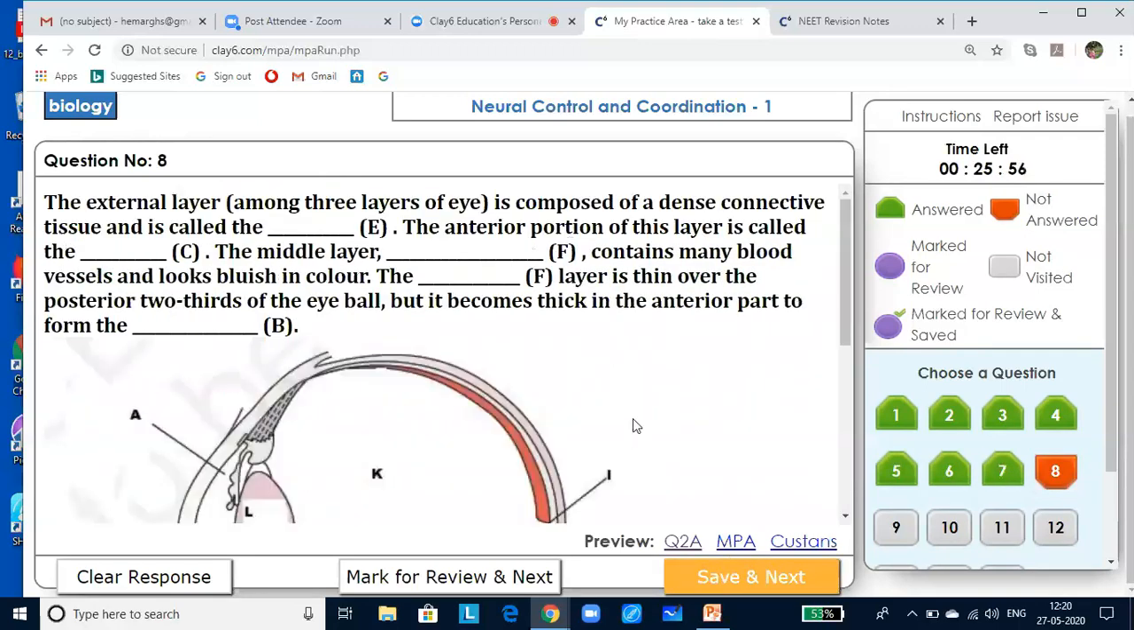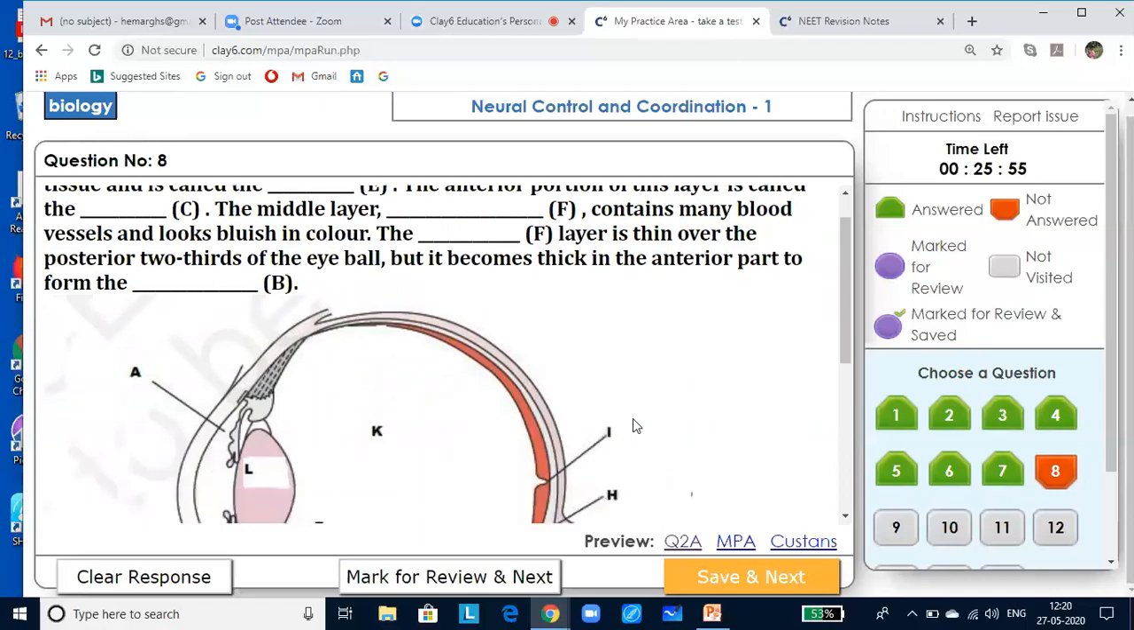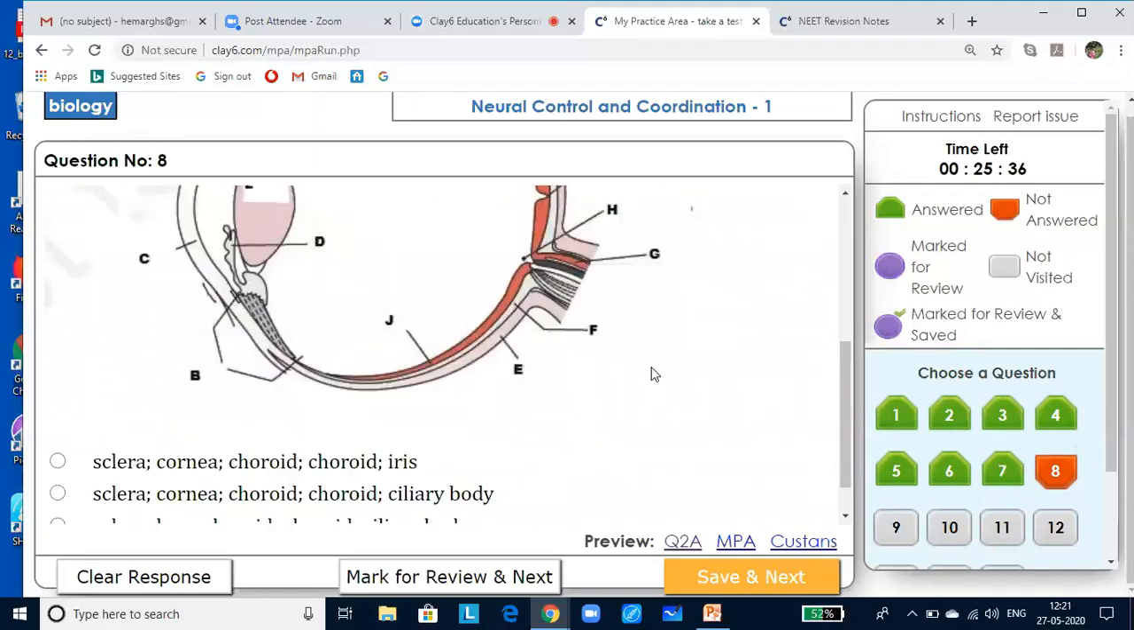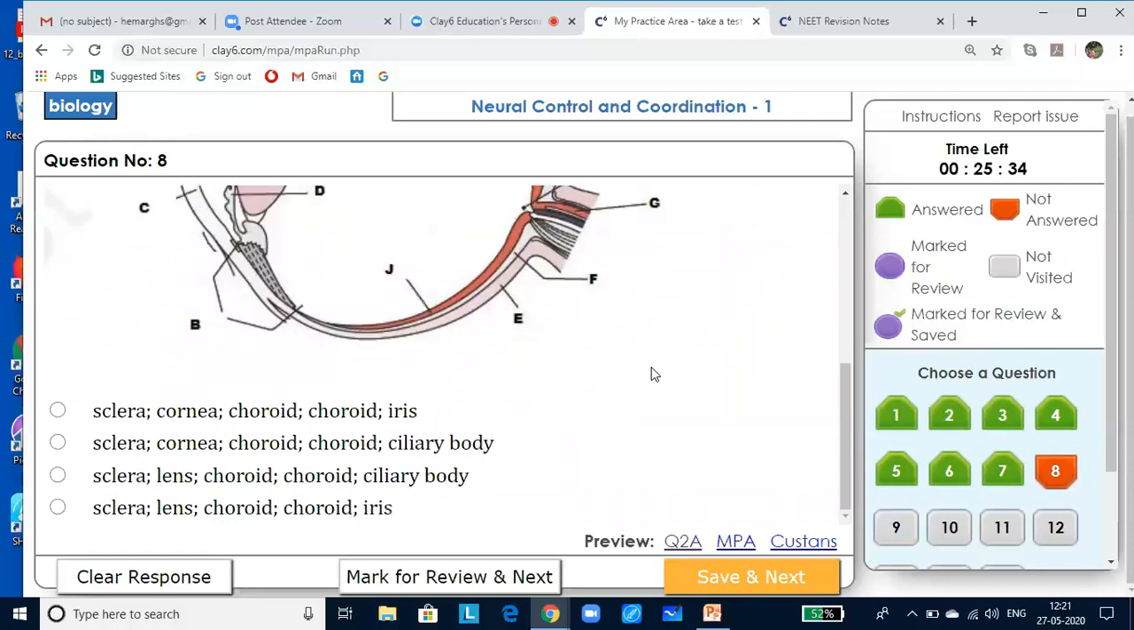The external layer amongst the three layers of the eye is composed of a dense connective tissue and it is called dash. The anterior portion of this layer is called the dash. The middle layer dash contains many blood vessels and looks bluish in color. The dash layer is thin over the posterior two-thirds of the eyeball, but it becomes thick in the anterior part to form the dash. Now let us look at it. It is the sclera, cornea, choroid and the ciliary body. So this is the answer.